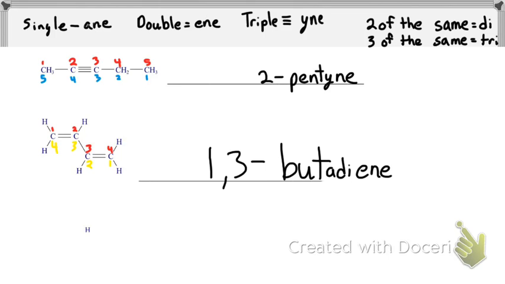Okay, we've got a couple more examples to go. Here we have a carbon chain, only 3 carbons long, 1, 2, 3. So you guys know that 3 carbons all in a row is prop. Now that's a double bond, and there's only one double bond, so no need for this di, or if there were three, tri business, just one, so it's just propene.